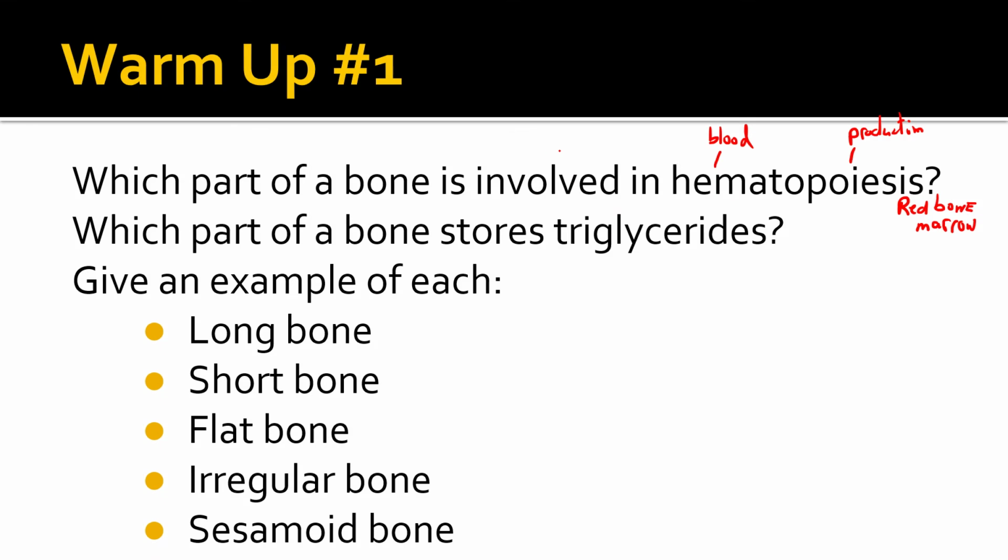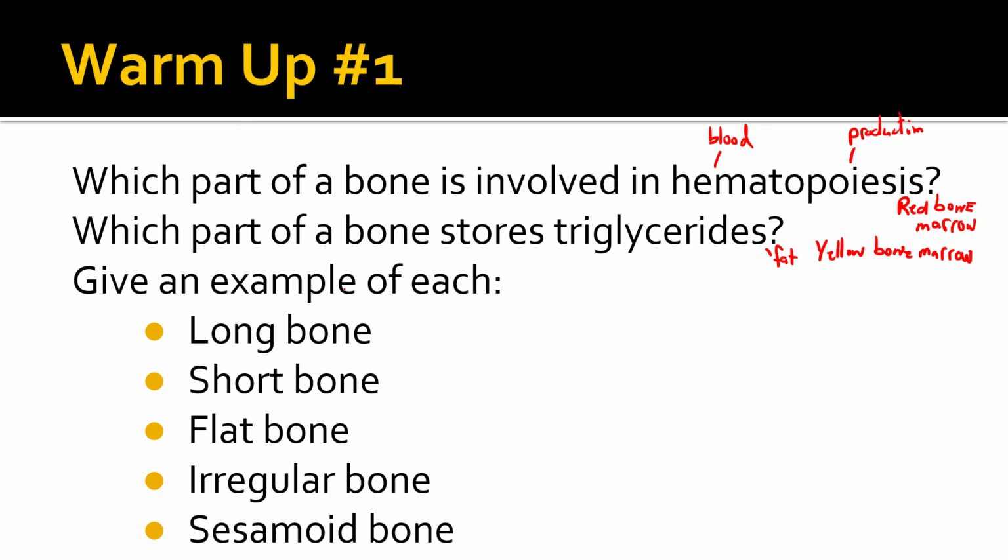Number 2 says, which part of the bone stores triglycerides? Triglycerides are another word for fat. So in this case, this is stored by another type of bone marrow called yellow bone marrow. And yellow bone marrow is yellow because it's fatty, kind of like butter. Fatty deposits are usually whitish or yellow in color.